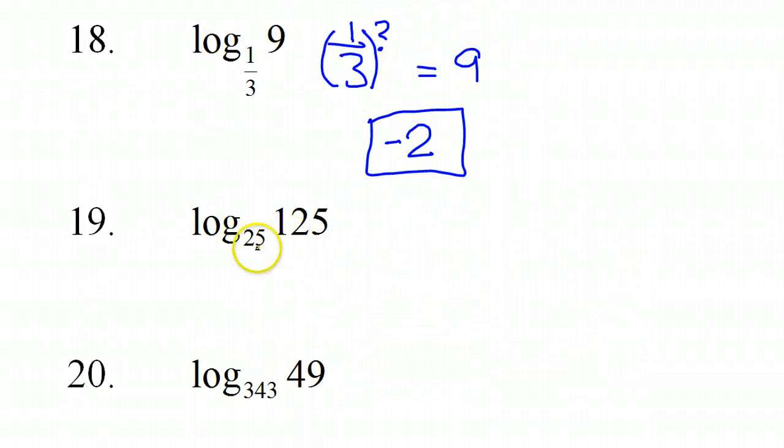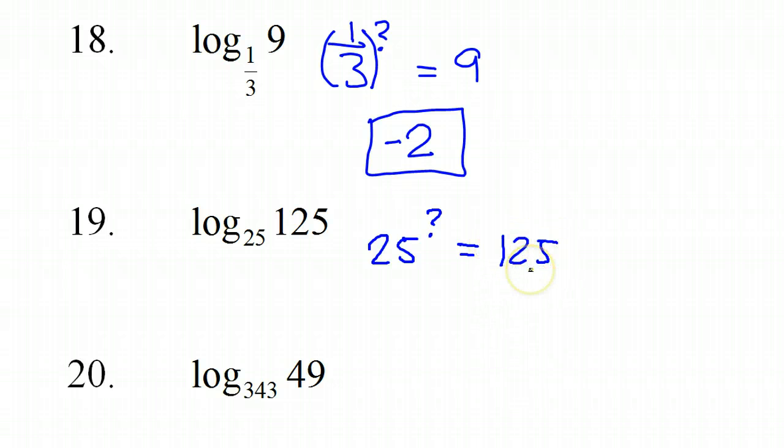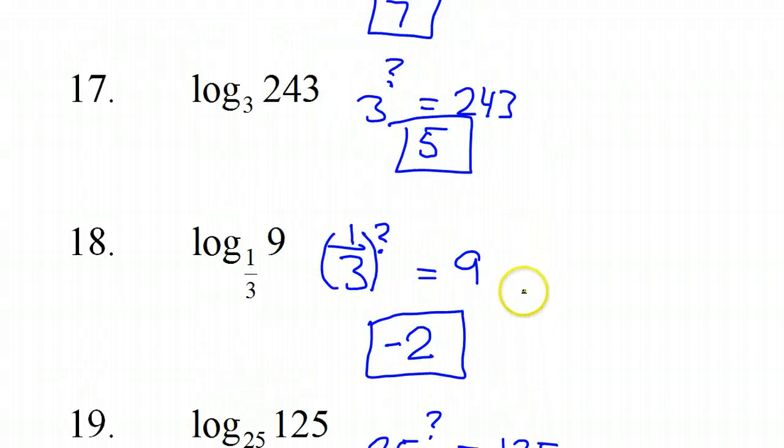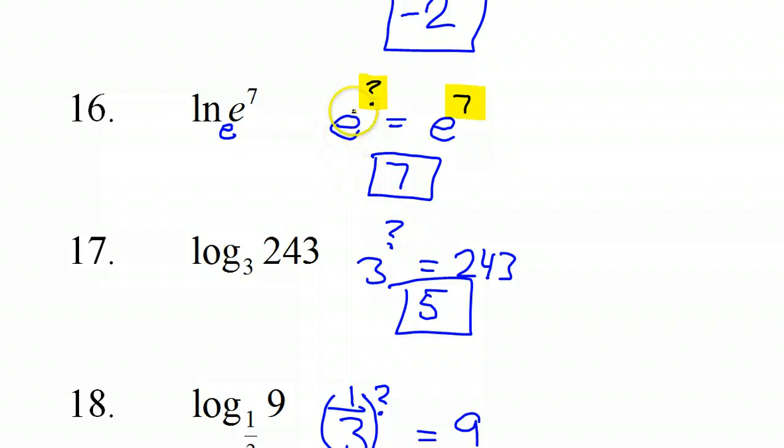All right, number 19. You should be asking yourself the question, 25 to the what power is equal to 125? We learned how to solve these a long time ago. This one is slightly different than any of the other problems we've done so far, but the key is to rewrite these using the same base. It's going to be sort of like the way we did number 16. Both of the bases are the same, so we knew these exponents would be the same.